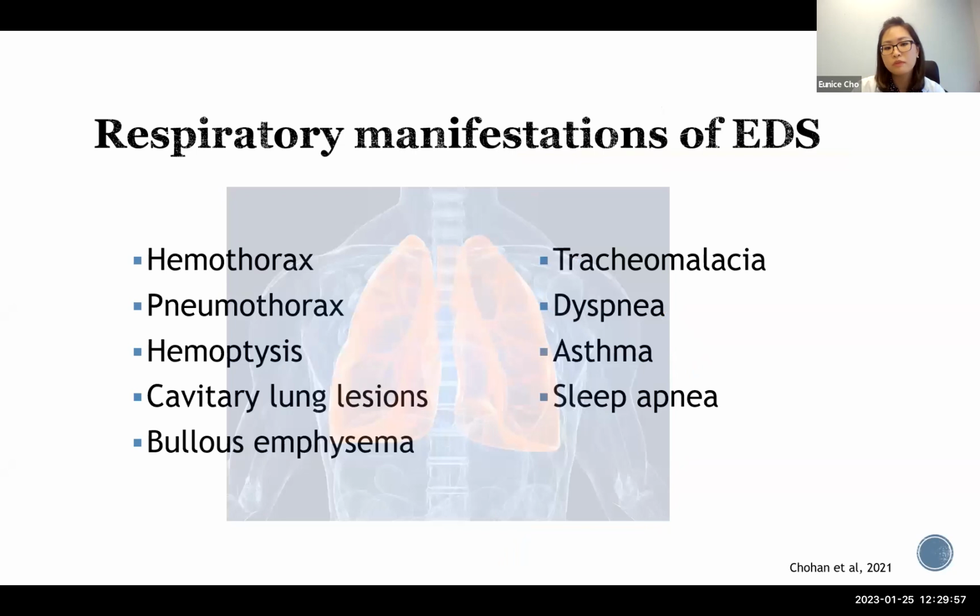Some of the respiratory manifestations of Ehlers-Danlos syndrome include, as noted in my case, hemothorax and pneumothorax. They may also present just with hemoptysis, cavitary lung disease, bullous emphysema, tracheomalacia, dyspnea, asthma, and sleep apnea.